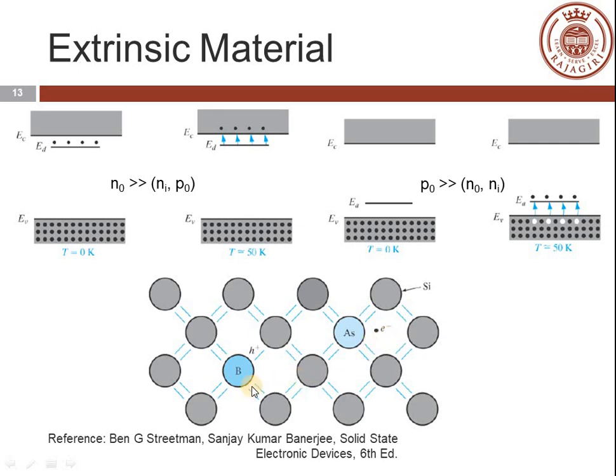If it is a trivalent impurity like boron, it has only 3 electrons in the outermost shell. So it can form 3 complete bonds with 3 of its silicon neighbors, and 1 bond will be an incomplete bond that will act as a hole.